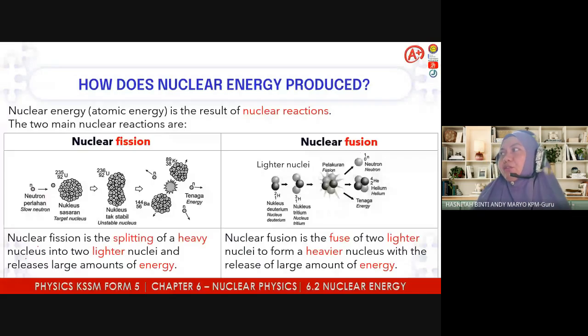And this nuclear fusion, it is a natural process. Occur where? Occur at the surface of the sun. Okay, di permukaan matahari. Okay, next student.